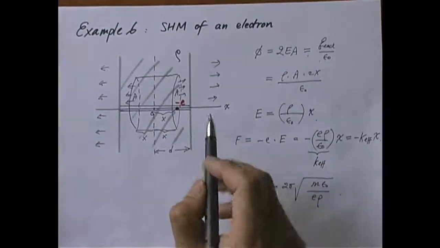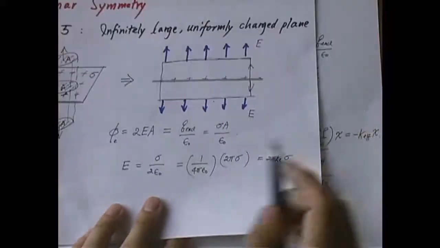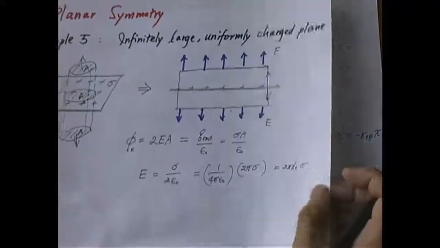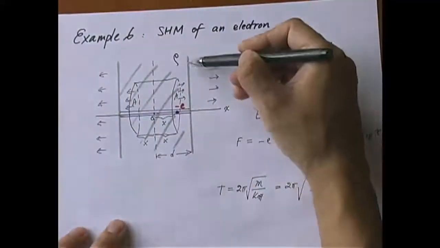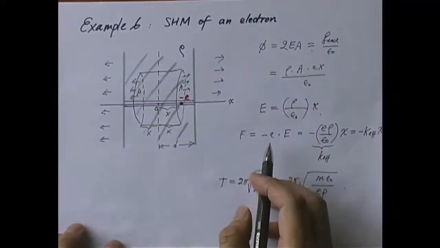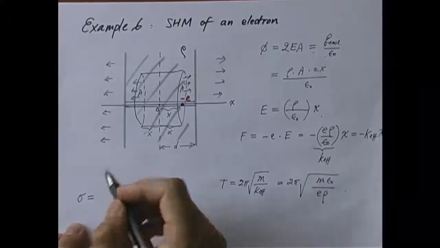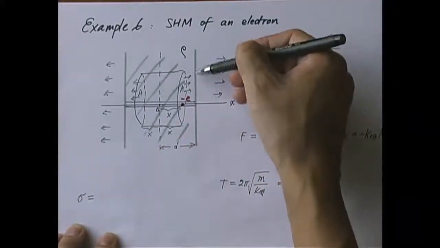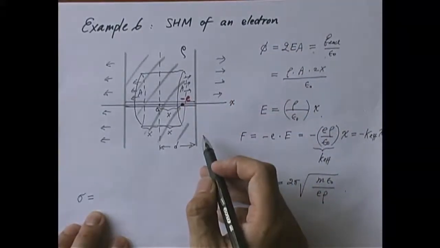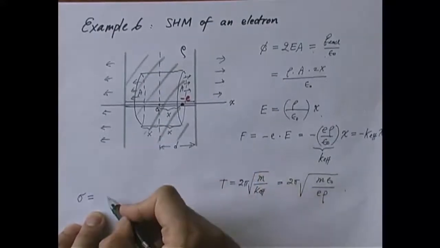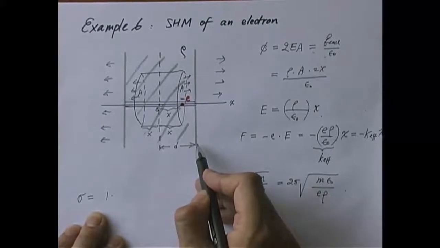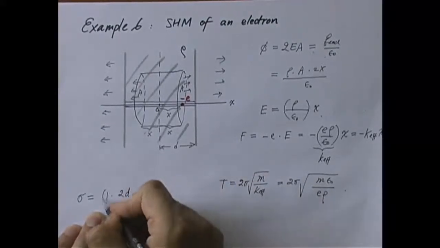How much was that equal to? That was equal to sigma over 2 epsilon naught. What's sigma? Sigma is the charge per unit area. So you take a unit area like this, how much total charge is enclosed? So let's see how much sigma is equal to. Sigma in our case is the total amount of charge enclosed by unit cross-sectional area. For unit cross-sectional area, the volume would be the unit cross-sectional area, which is 1, times the thickness of the sheet, which is 2d, right? So that is the volume.